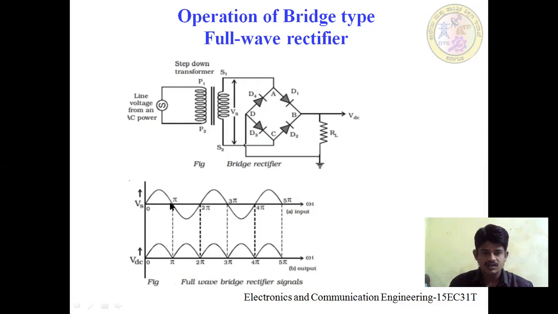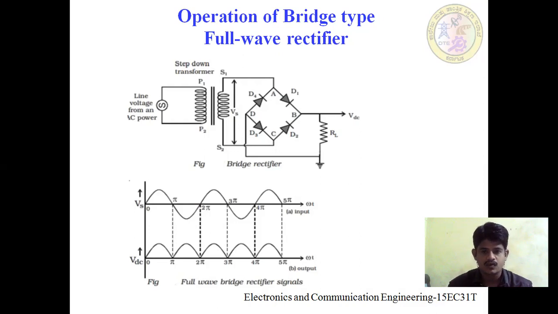Hence, even though the input negative half has a negative value, the output will experience a positive value, because RL is getting current in the same direction during the positive half and the negative half. So in this negative half also, it is experiencing the positive half cycle. Okay, so this is the operation of the bridge type full wave rectifier.